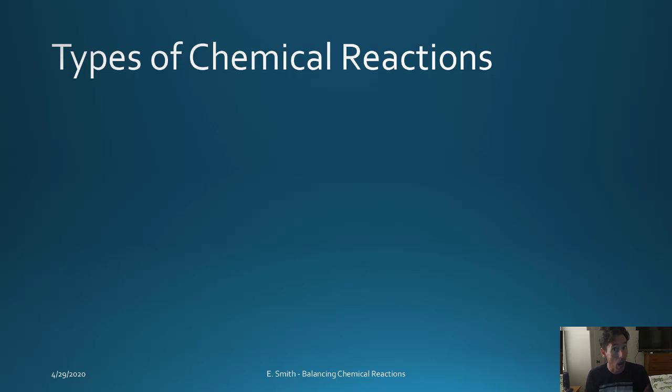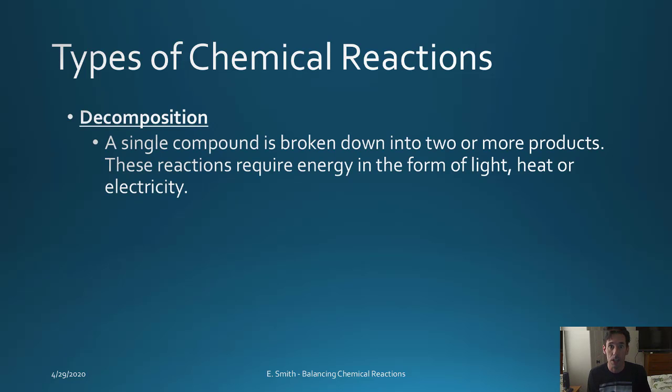Now, if we look at the opposite of this, this would be a decomposition reaction. And it's when we take a single compound and it's broken down into 2 or more products. Okay? These reactions typically require some form of energy, whether that be in the form of light, heat, or electricity. Okay? And so usually we would signify that with a symbol above the arrow, such as a triangle or something like that to show that we're adding heat.